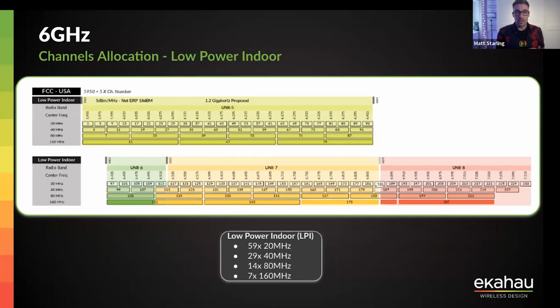The other cool thing to note is that unlike in 5 gigahertz, where we had to worry about radar or DFS, we don't have that same concern in 6 gigahertz. Because in 5 gigahertz, if you're affected by radar or DFS activity, that can remove a whole bunch of channels for you to be able to use. So this is really, really cool. And that's covering the low power indoor.